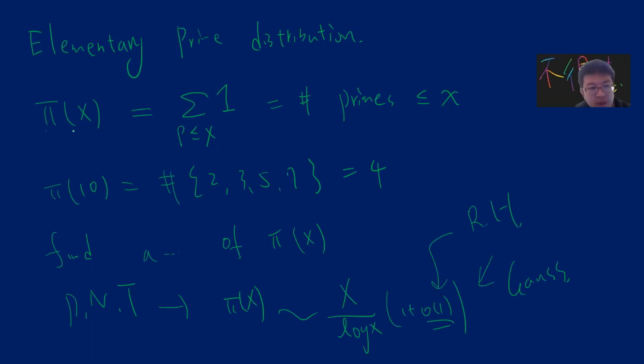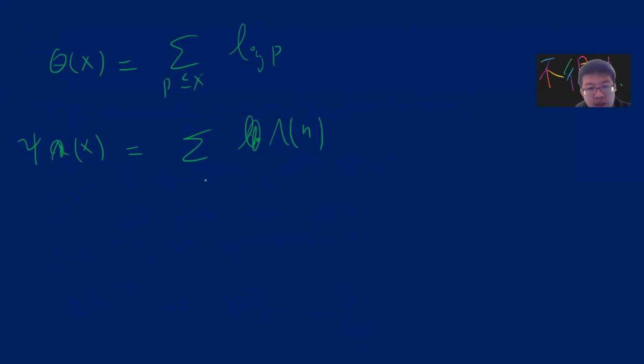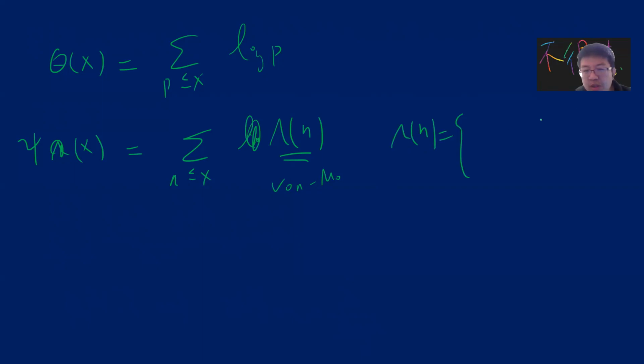But this pi of x is very hard to attack by itself. So people define two other functions. One is theta of x, which counts primes but with the weight log p. And another is the von Mangoldt function, psi of x. I don't know how to pronounce this, sorry, I just forget. So it is the sum over n less than or equal to x, and the von Mangoldt function is defined to be log p if n is a prime power, otherwise 0.